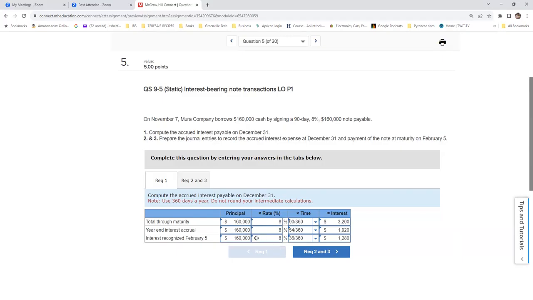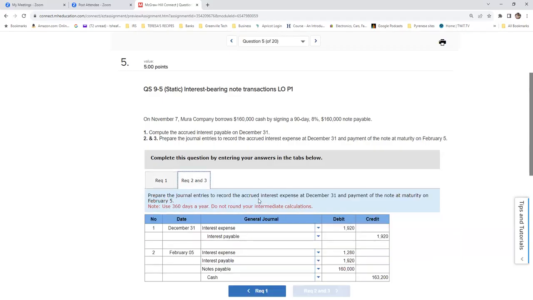And then finally, we have to determine what the interest will be next year. It's 160,000 times 8% times 36 over 360. And that gives us, in this case, 1,280. Now, we have to do the journal entry.